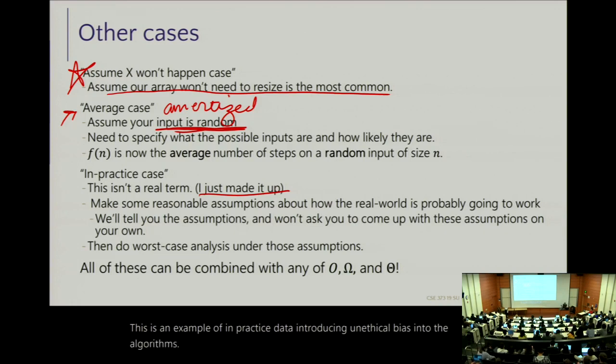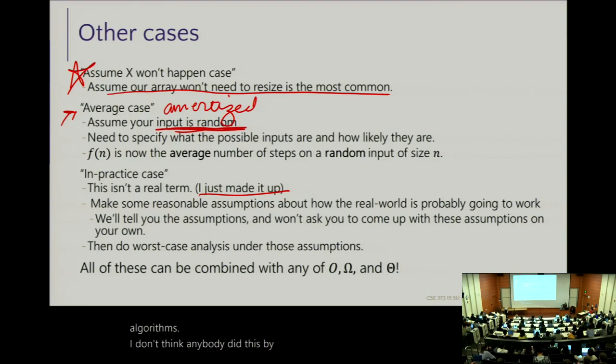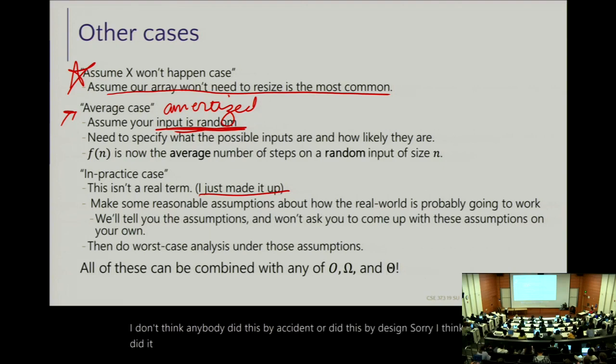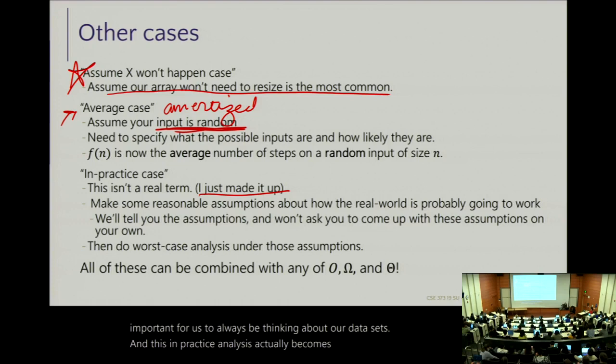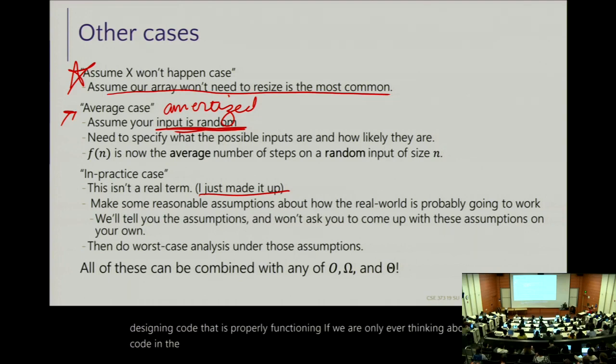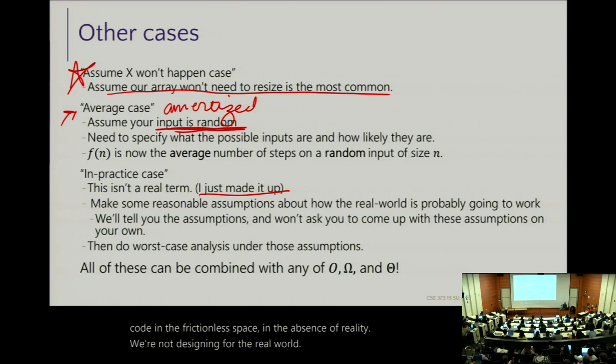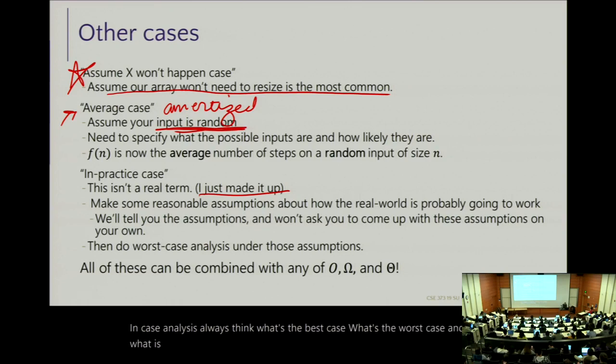Now, I don't think anybody did this by design, I think they did it by accident, but it is another example of why I think it's incredibly important for us to always be thinking about our data sets. And this in-practice analysis actually becomes vital to ensuring that we are designing code that is properly functioning. If we are only ever thinking about code in the frictionless space, in the absence of reality, we're not designing for the real world. So in case analysis, always think, what's the best case? What's the worst case? And what is my actual data set going to look like? And how do I analyze from there?